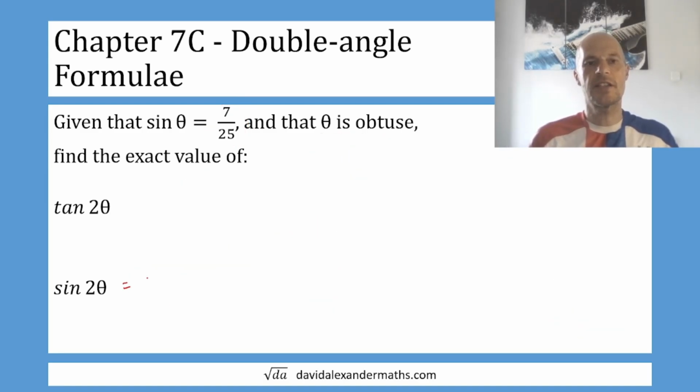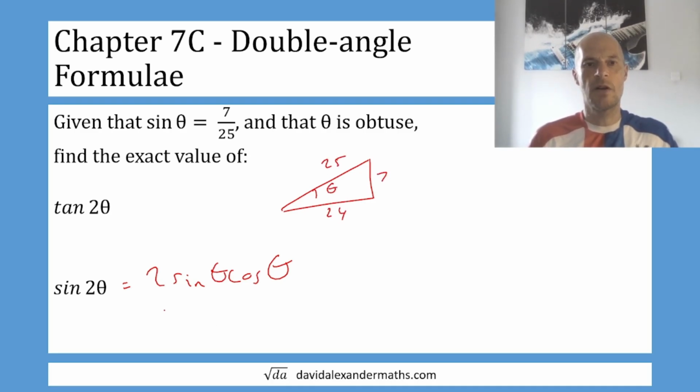So the sine of 2 theta, that is 2 sine theta cos theta. So again, let's just bring up the triangle. So here's my theta, 7, 25, so the adjacent's 24. So 2 times the sine of theta, which is 7 over 25, multiplied by the cos of theta, which is 24 over 25.